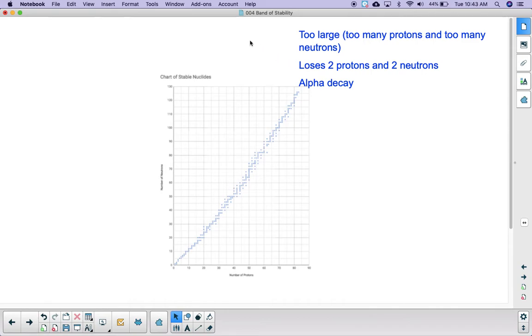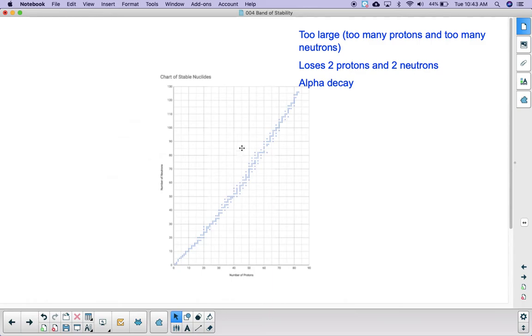And as you saw in your movie and your study of alpha decay, the solution to being too large is to lose 2 protons and lose 2 neutrons. This process is called alpha decay, and that's the type of decay that uranium undergoes. The nucleus is too big. It just needs to get rid of some particles. But there are 2 other possible problems with a nucleus.